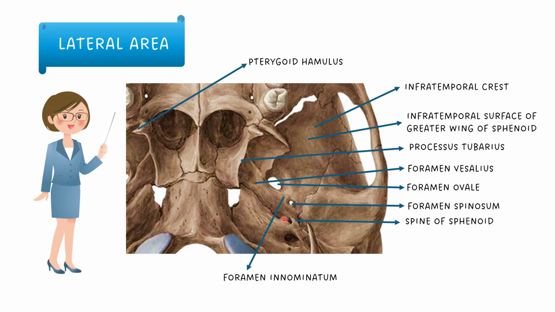The spine of the sphenoid is a projection from the posterior most part of the infratemporal surface of the sphenoid bone. It is related laterally to the auriculotemporal nerve and medially it is related to the chorda tympani and eustachian tube. The sphenomandibular ligament is attached to its tip, and the most posterior fibers of the tensor palati muscle originate from its anterior surface.